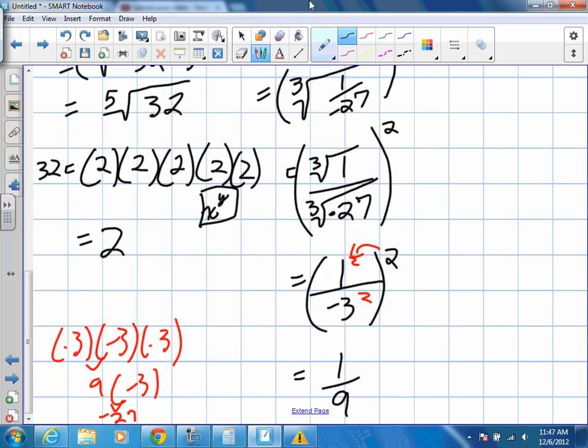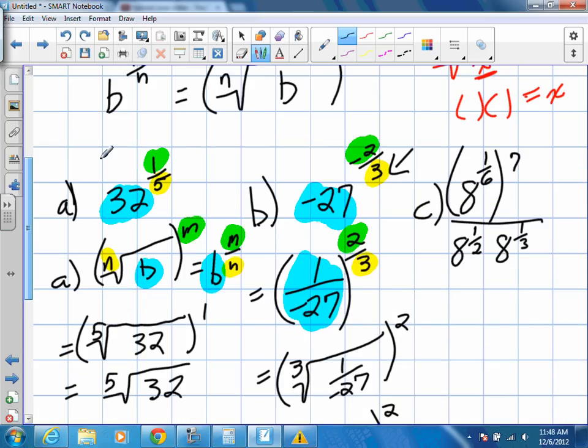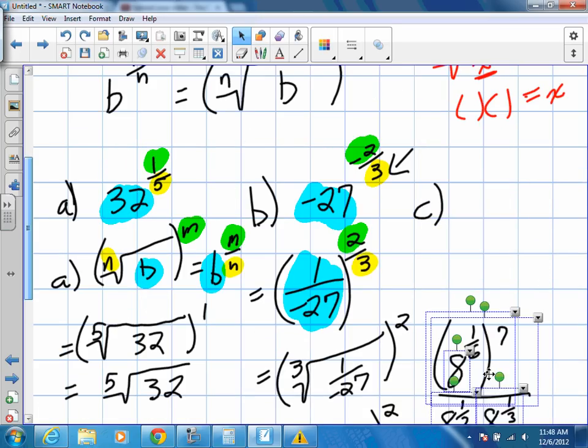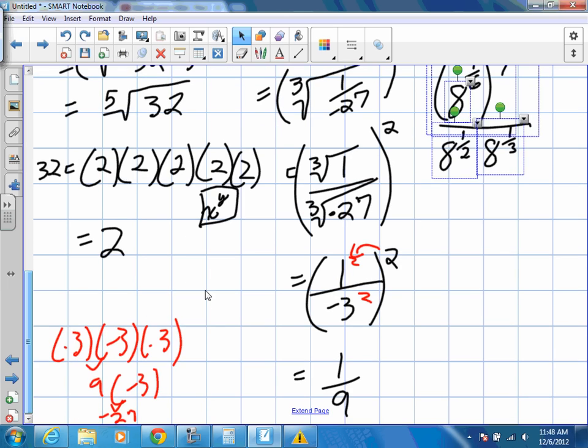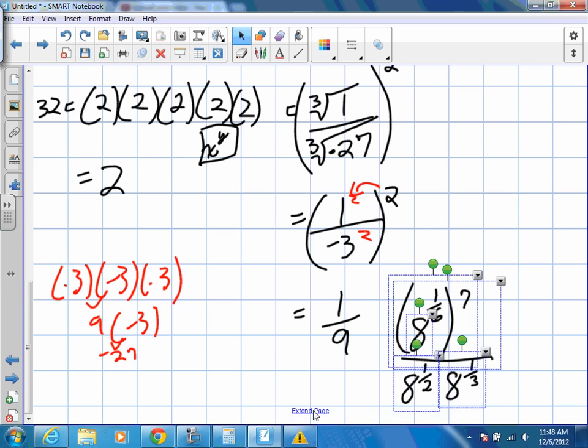The very last thing, I'm going to actually move this one so we have a lot more room to work with it. Okay, we'll move it to the bottom. Okay, our last question, C.